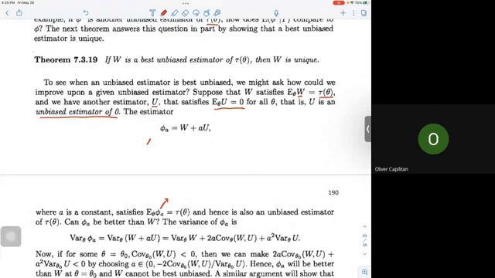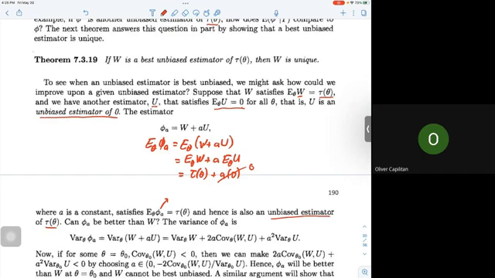Alam naman natin yan. Kung titingnan natin, kung i-verify natin, get the expectation of W plus AU. So we have here the expectation of W plus A times the expectation of U. So here, this is tau of theta because W is an unbiased estimator. But this one, the expectation of U is equal to 0. So the whole term will just be equal to 0. Okay, that implies also an unbiased estimator of tau of theta.